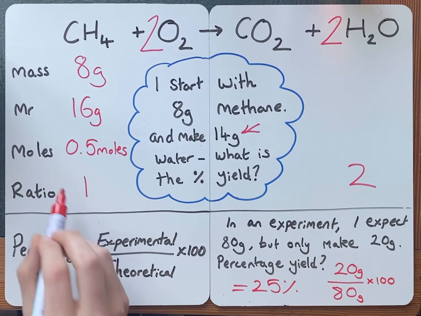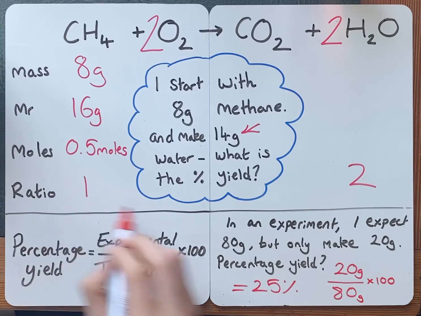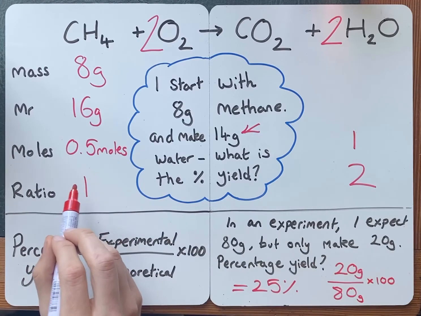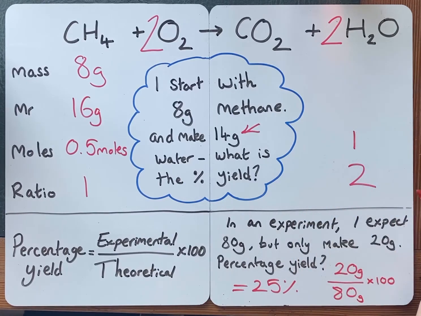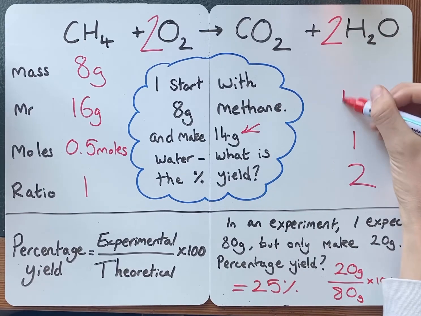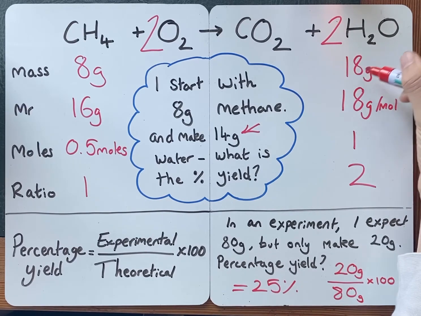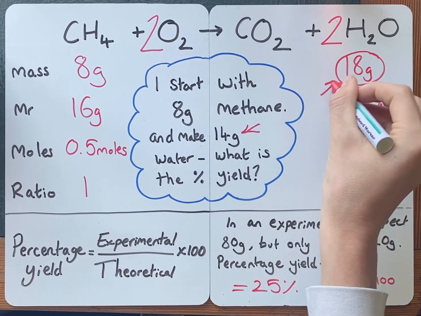I don't have 1 mole of methane. In 8 grams, I only have half a mole. So therefore, the ratio 1 to 2 would be half to 1. I times the moles of methane by 2 to get the moles of water. Half a mole times 2 gives me 1 mole of water. As in all the calculations, I then need to times moles by MR, which is of water, 1 oxygen and 2 hydrogens. 16 add 2 is 18 grams per mole. 1 mole times the molar mass gives me 18 grams of water. There's the reacting mass calculation. That is now my theoretical yield.